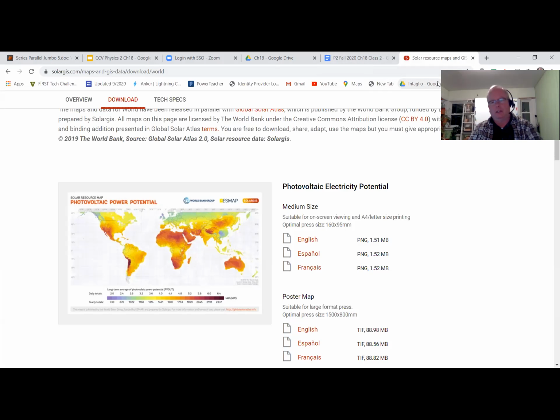I have so many windows open, I don't even know where the chat went. Anyway, it turns out it's rainforests. So these regions experience a tremendous amount of rainfall. And then up here in Vermont, not so good either.